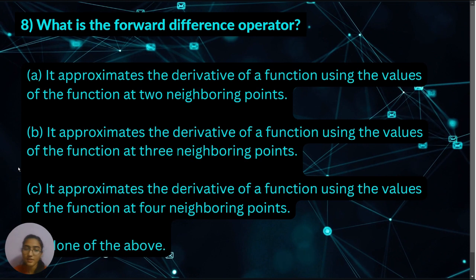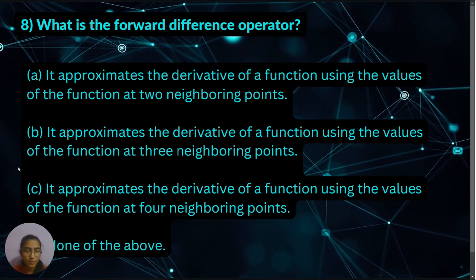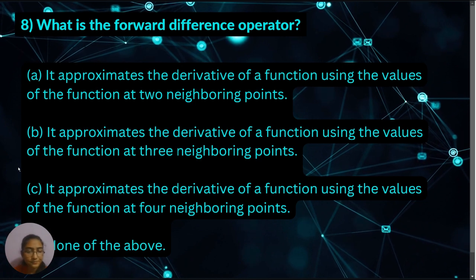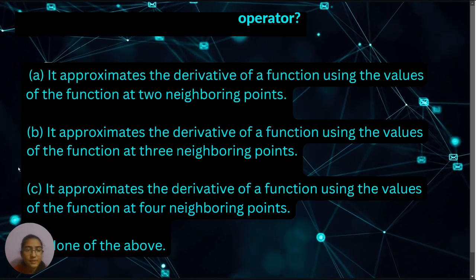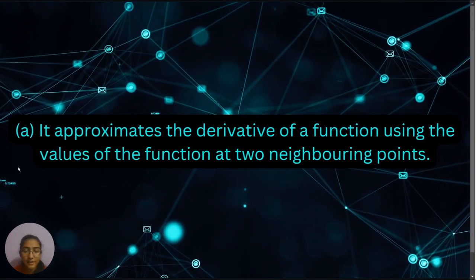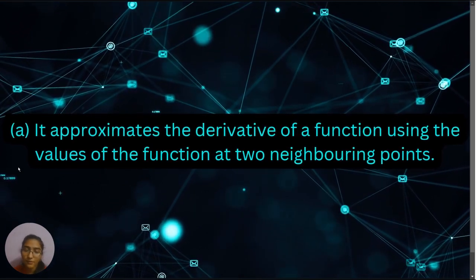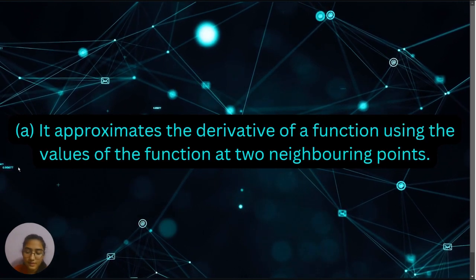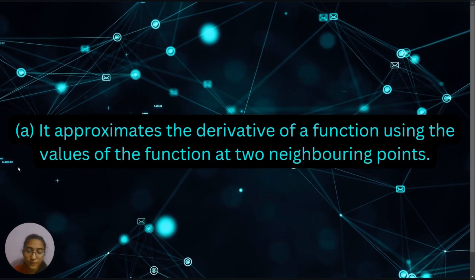Basically, we have discussed some of these things in the interpolation video. So guess, imagine, take your time. So let me give you the answer now. The answer is A, it approximates the derivative of the function using values of the function at two neighboring points. Okay? So this is the use of the forward difference operator.